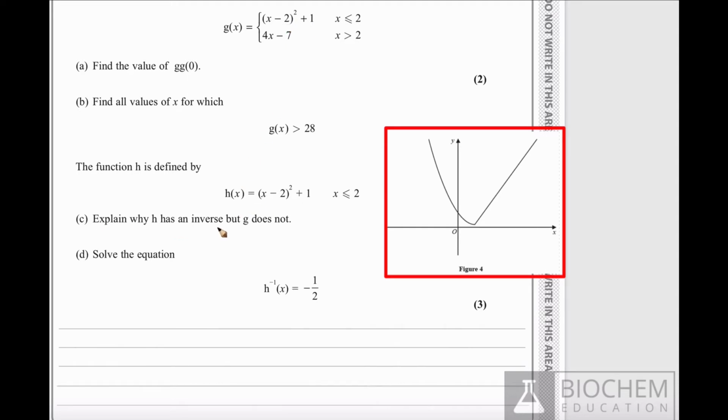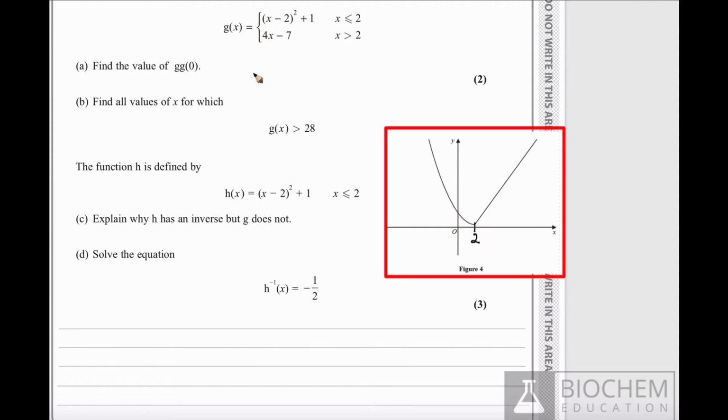Explain why h has an inverse but g does not. h of x, as I mentioned, is this curved region of the graph for x values less than 2. We can see that for any x values less than 2, there is a corresponding value of y. Hence, this section of the graph is a one-to-one function. And one-to-one functions have an inverse.